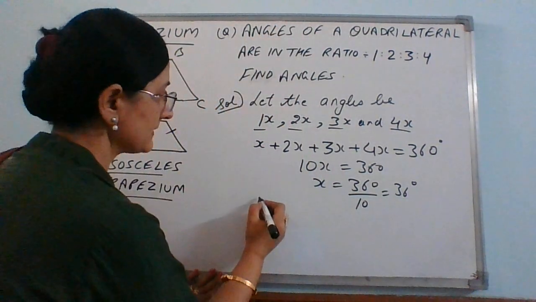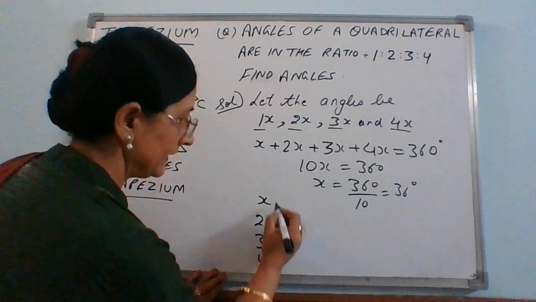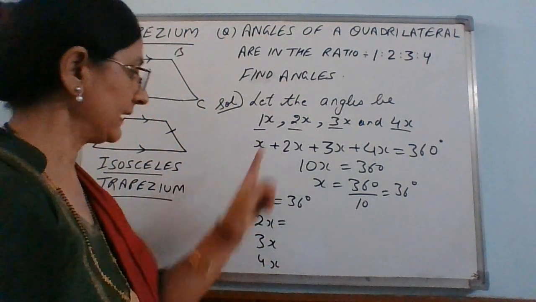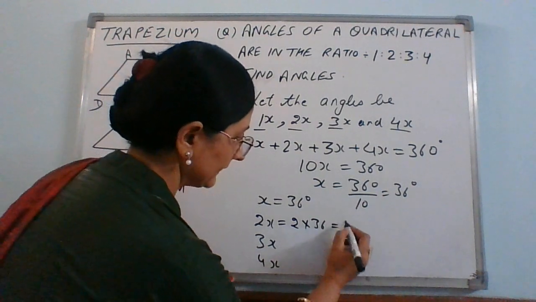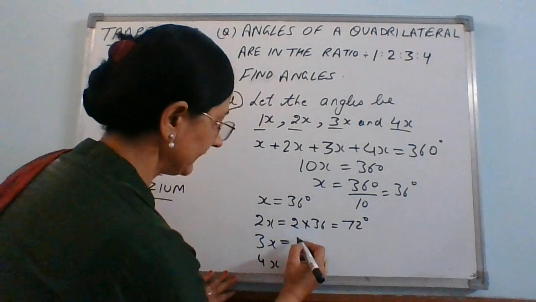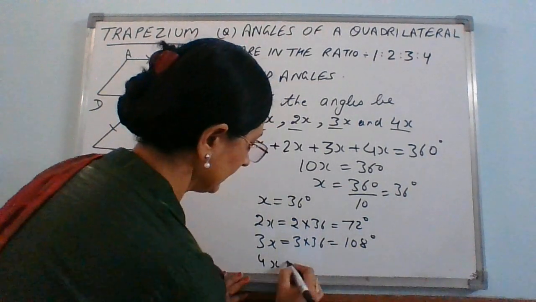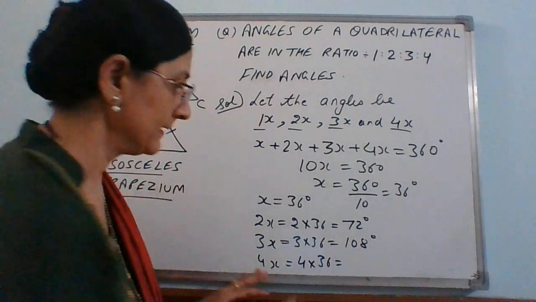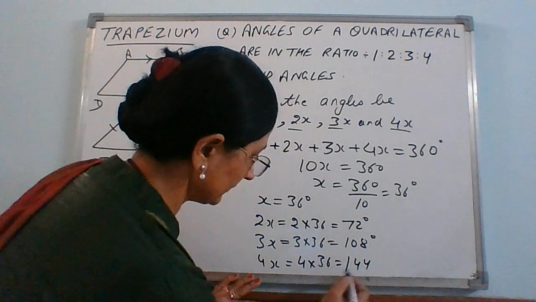Now your angles are x, 2x, 3x and 4x. X we know is 36. Now the second angle will be double of it, 2x, 2 into 36 degrees, that is 72. Then comes 3 into 36, that is 108 degrees. Then comes 4 into 36. We have to substitute the value of x which we found, right? Here it will be 144.